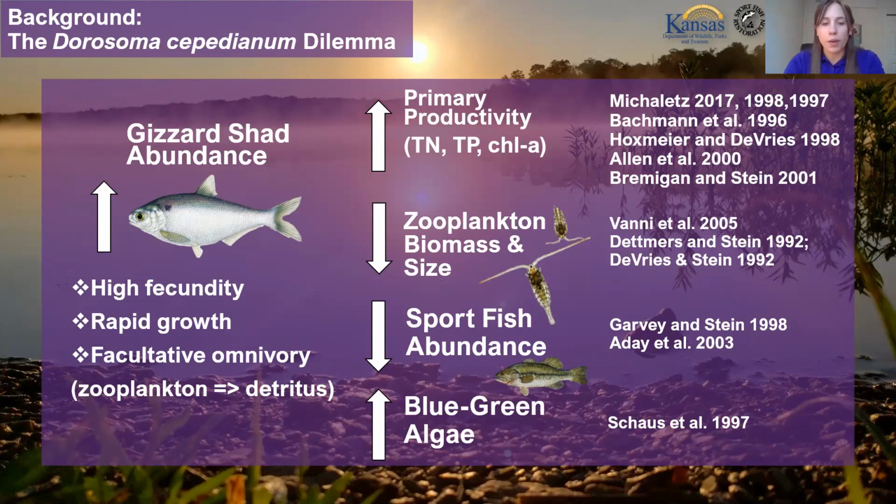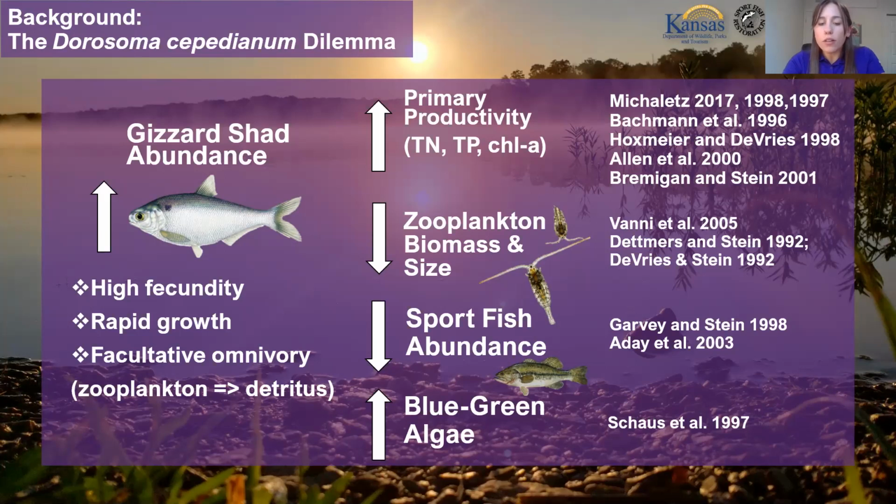Gizzard shad reproduce quickly, experience rapid growth, and are facultatively omnivorous, meaning that they can switch from feeding on zooplankton to benthic detritus when competition is high. A number of previous studies have documented positive relationships between gizzard shad abundance and ecosystem productivity, quantified as chlorophyll A concentrations, along with total nitrogen and total phosphorus concentrations. Higher shad abundances have also been associated with reduced zooplankton biomass and size structure.